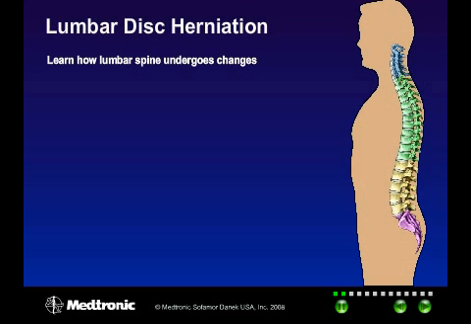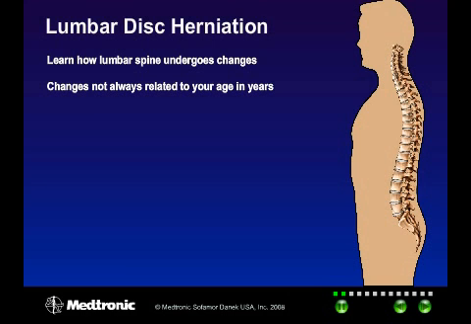In this module, you will learn about how the lumbar spine undergoes changes during the normal process of tissue aging. These changes are not always related to your age in years. This process can allow for the nucleus of the intervertebral disc to herniate, resulting in sciatica.